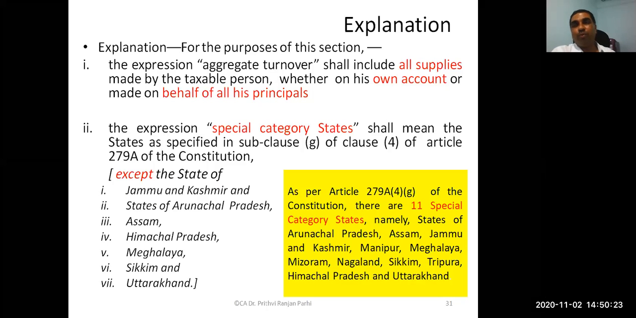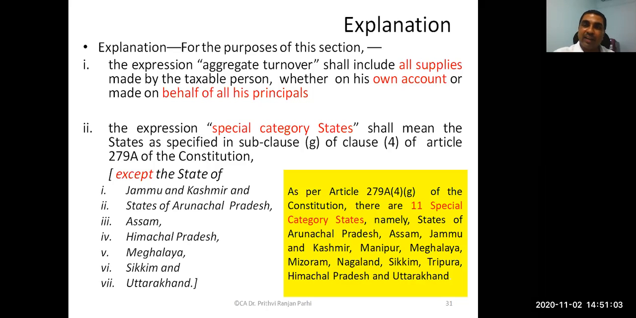And we had also discussed the concept of aggregate turnover. The aggregate turnover is relevant to decide the liability of registration. Aggregate turnover shall include all supplies made by a taxable person on his own account, as well as all supplies made on behalf of his principal. That means if a particular person is supplying something on his own behalf, and also supplying something on behalf of the principal, then both shall be added to arrive at the aggregate turnover. Right? This concept we know.